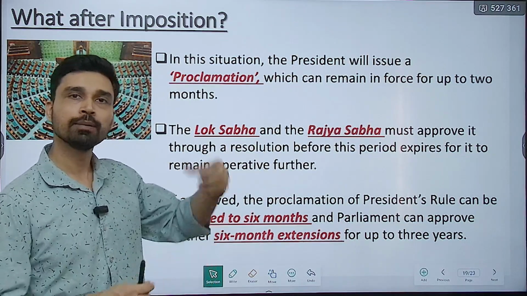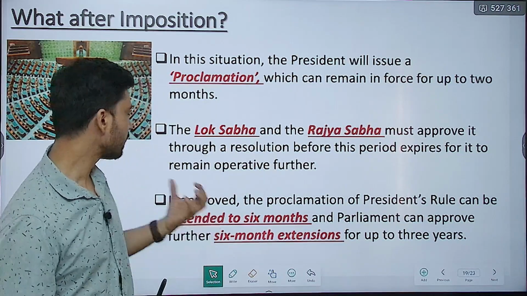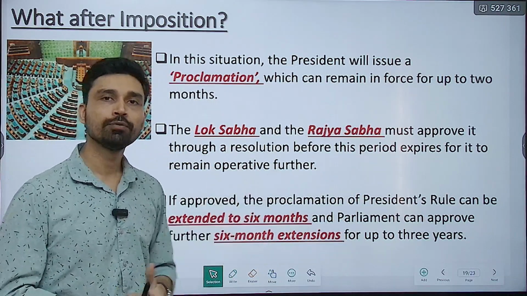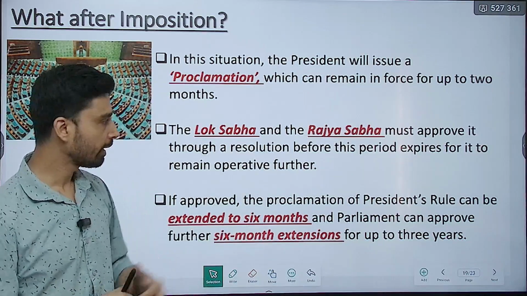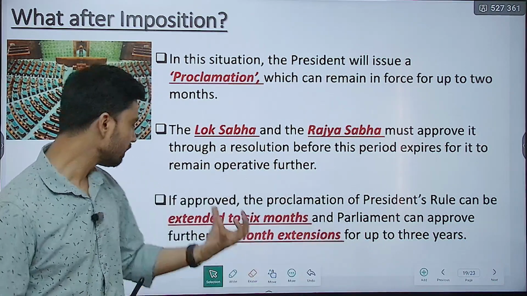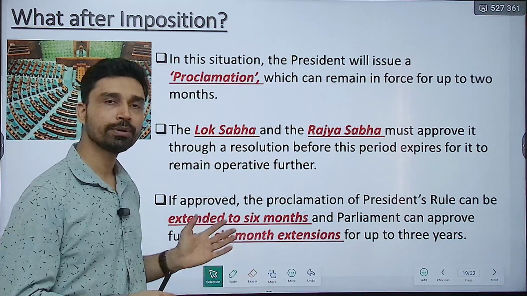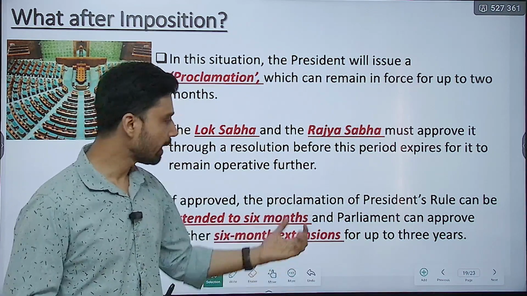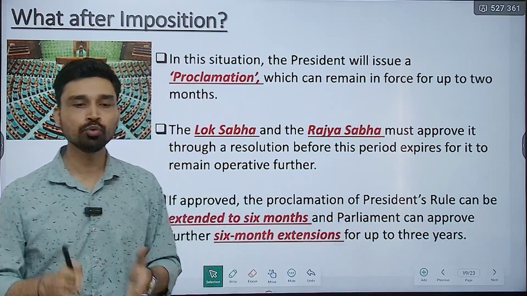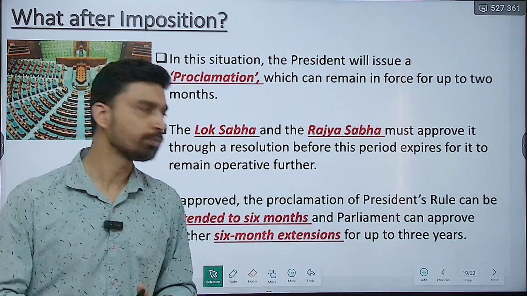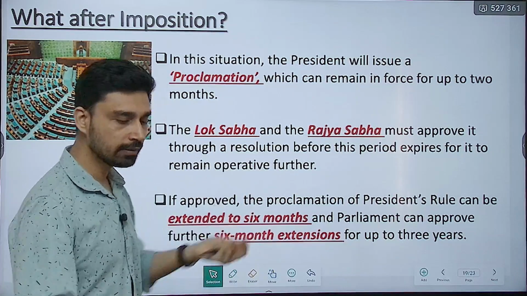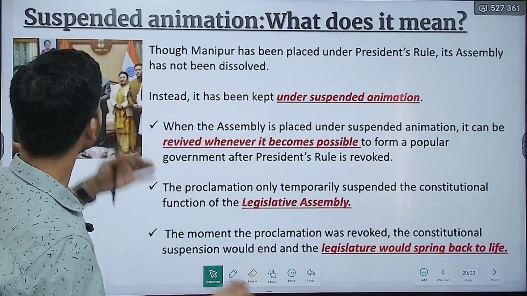If both houses of parliament approve, the proclamation of president's rule can be extended further for a period of 6 months. And then parliament can keep on giving the subsequent approval, and the president rule can be extended in 6-month periods, and this can go all the way up to 3 years. So the maximum period for which president rule can be imposed in this case also is 3 years, and within that or after that the elections have to be conducted.